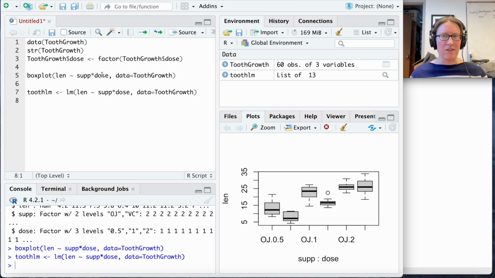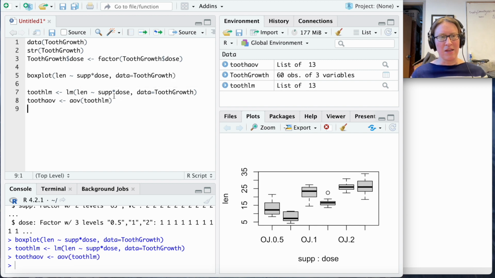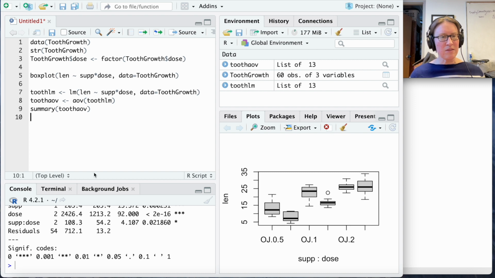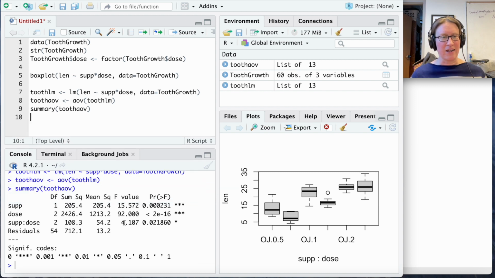Then I need to run the ANOVA function on this. So I'm going to go tooth_aov of tooth_lm, right? So I created this object tooth_lm. Now I'm going to just feed that into this aov function, right? And this is just for the sake of clarity in your code. Okay, and then to take a look at the output from this, I'm going to use the summary function, summary of tooth_aov, right? And down here in my console window, right, I've got output from that analysis.